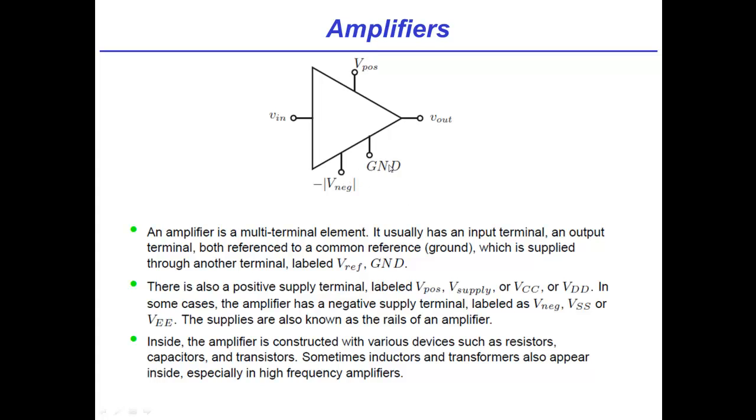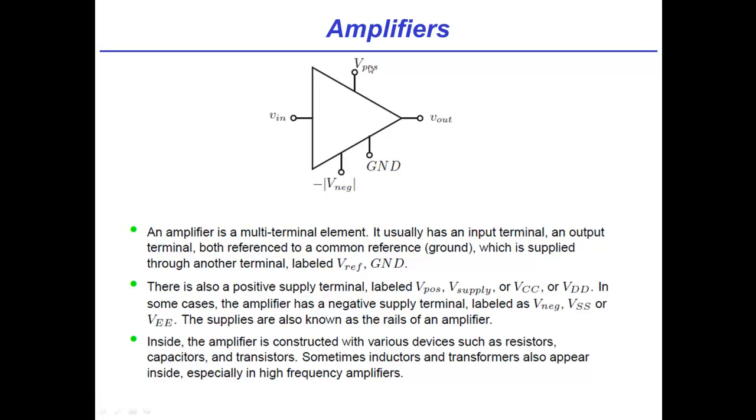Well, so the ground is just, I guess, what you said. It really gives us the reference for V in and V out since voltages are differential. So my guess is that the positive and negative supply terminals are giving us the limits that the output can achieve. So if, let's say, I put plus 5 at V pos and minus 5 at V neg, the amplifier would really only be able to produce voltages between minus 5 and plus 5.